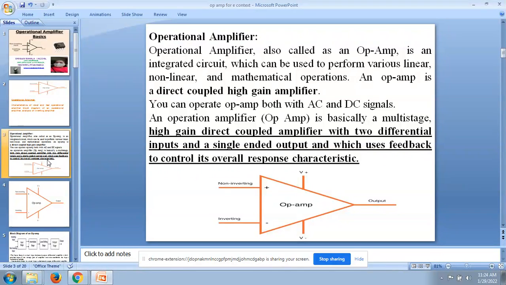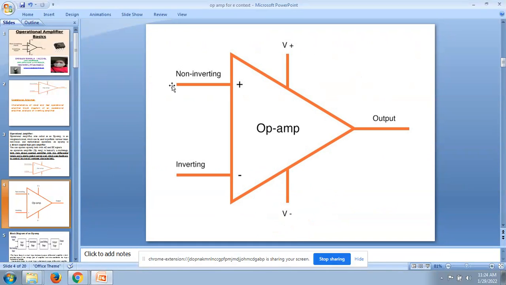An operational amplifier is basically a multi-stage high gain direct coupled amplifier with two differential inputs and a single ended output which uses feedback to control its overall response characteristics. So this is the circuit diagram of an operational amplifier. As we have discussed, it has two inputs, non-inverting input and inverting input, and the output terminal.